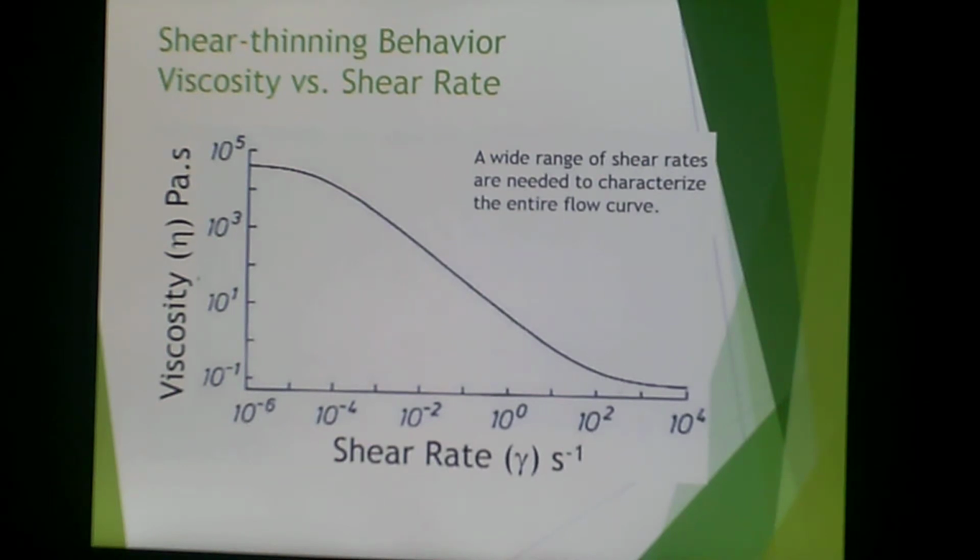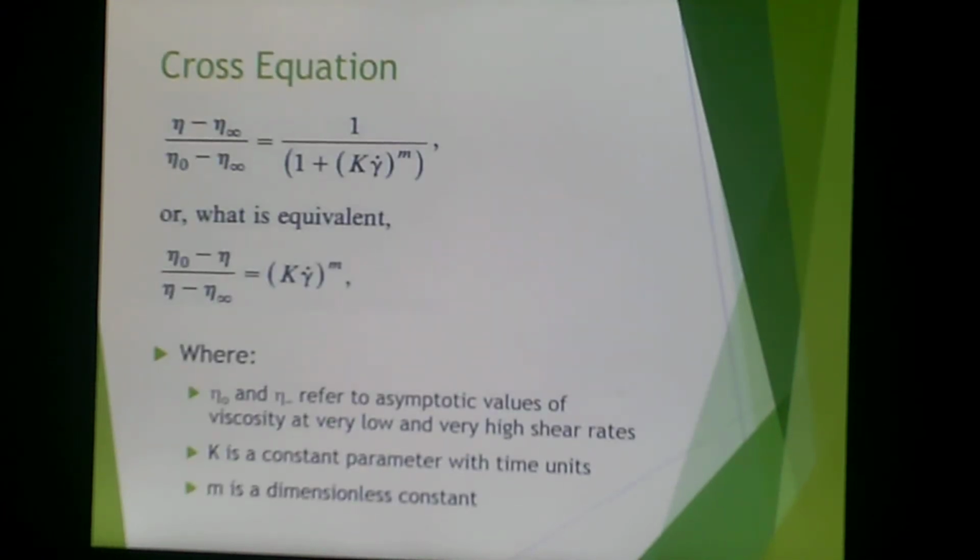So here we have, again, a typical curve, where we have the zero shear viscosity and the lower Newtonian region here, and the upper Newtonian region shown here. A wide range of shear rates are needed to characterize the entire flow curve, so you need to take everything like that into account. One way to do this is to use mathematical models. And here we have the Cross equation shown here, or the equivalent Cross equation shown down here.